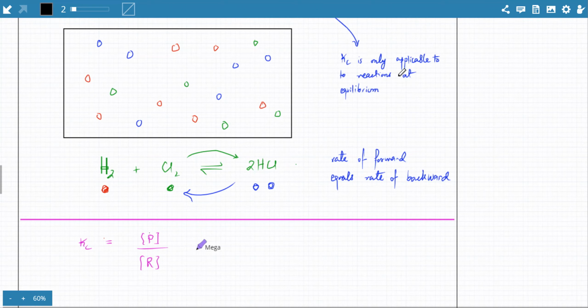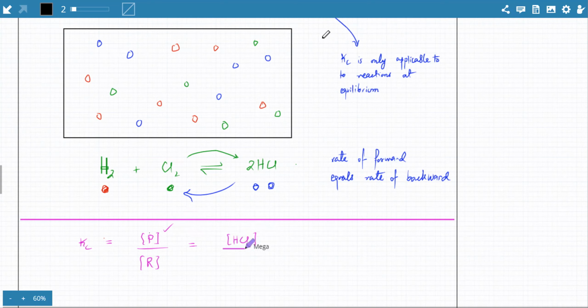So now taking this idea forward, how do you write the expression for Kc? One thing that you must remember is whatever your products are, write down all your products. For example, in this case, it's HCl. The concentration of HCl. Remember, concentrations are written in square brackets. So that's your product.